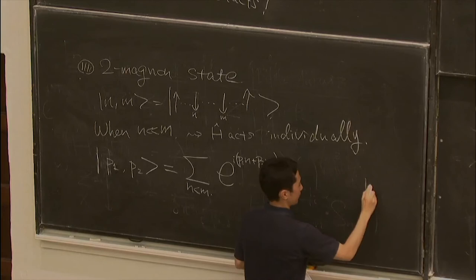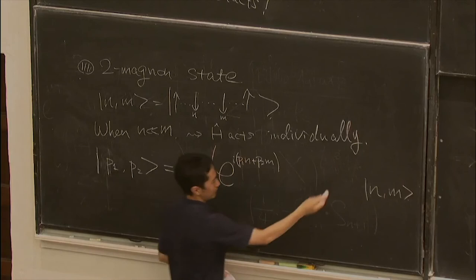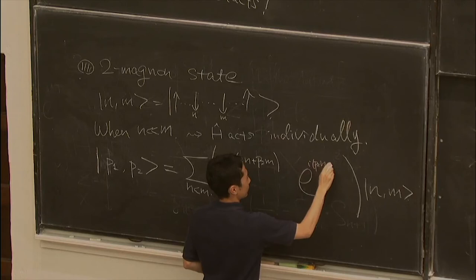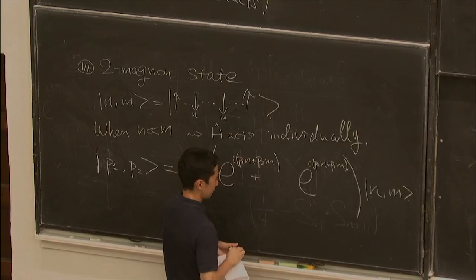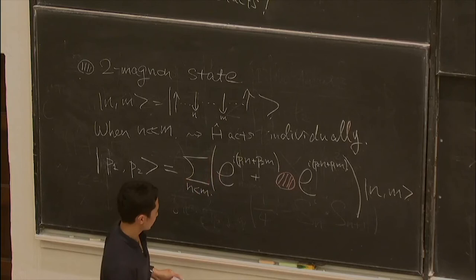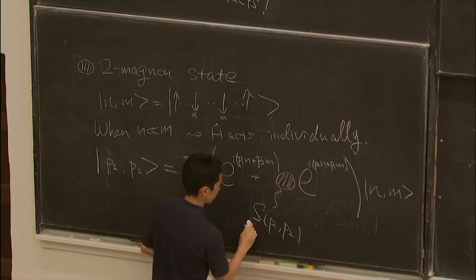But in fact, there is yet another plane wave that you can draw, which you can obtain by permuting p1 and p2. In general, the correct wave function is expected to be a linear combination of two plane waves with some coefficient. So let's call this coefficient S of p1 and p2 and try to fix what the correct S of p1 and p2 is.